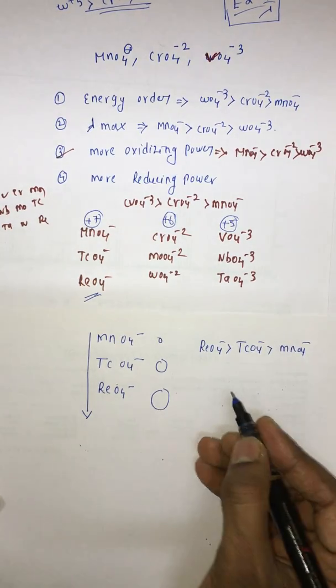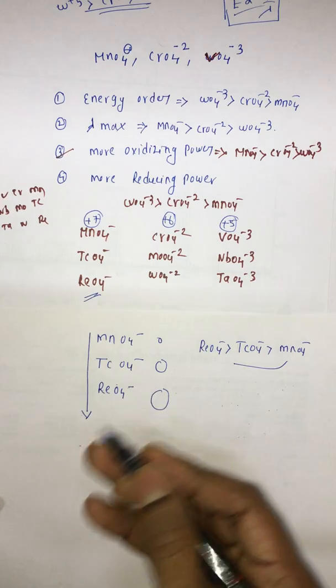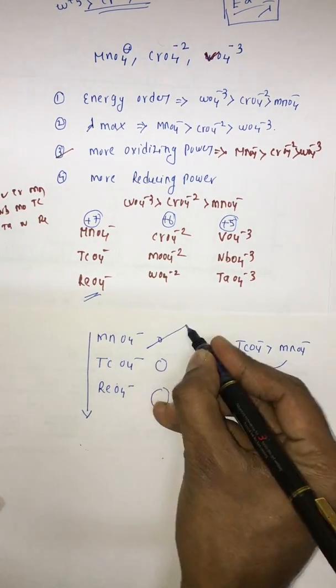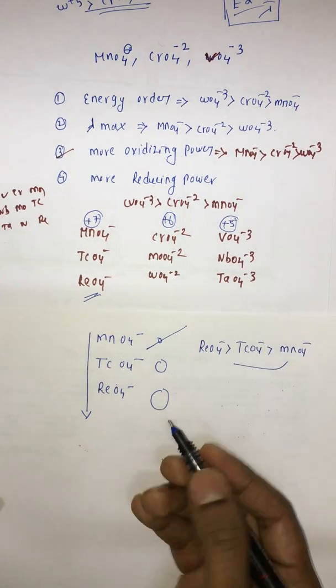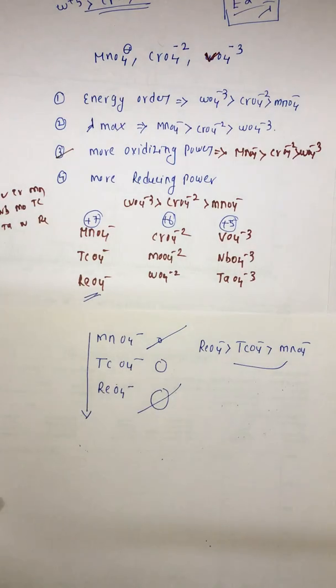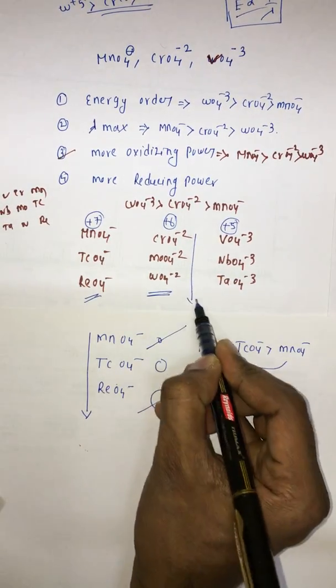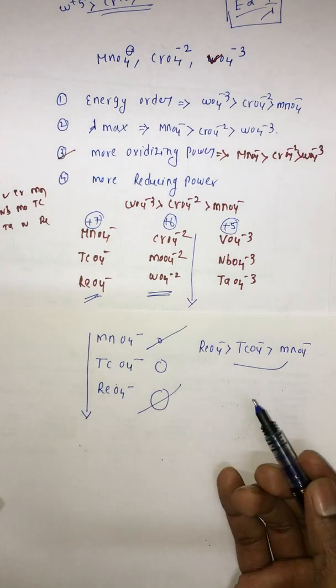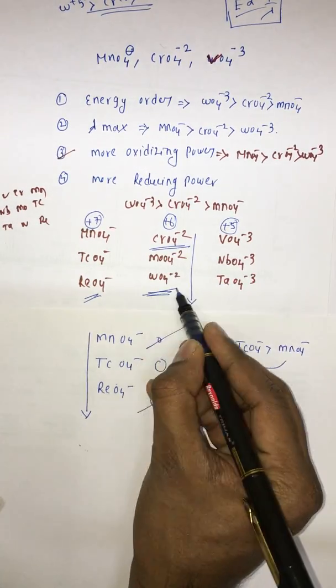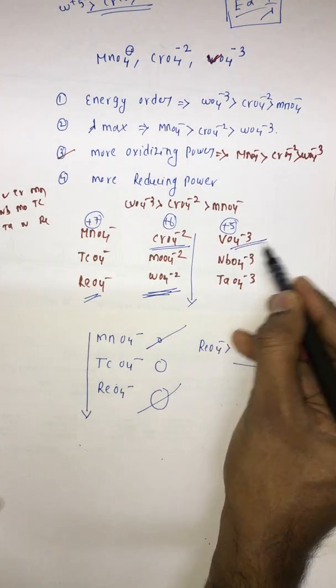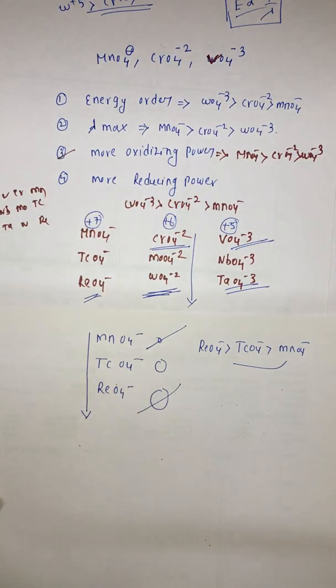If they ask lambda max, just reverse it. If they ask oxidizing power, MnO4 minus will be the more oxidizing one. If they ask reducing power, ReO4 minus will be the more reducing one. The same concept applies here also: from top to down, size increases, so this will be less energy and this will be more energy. Here also, this is less energy and this will be more energy.